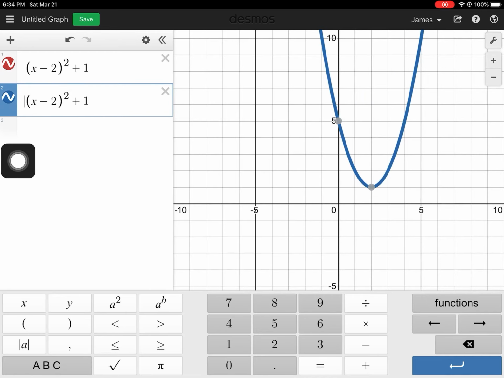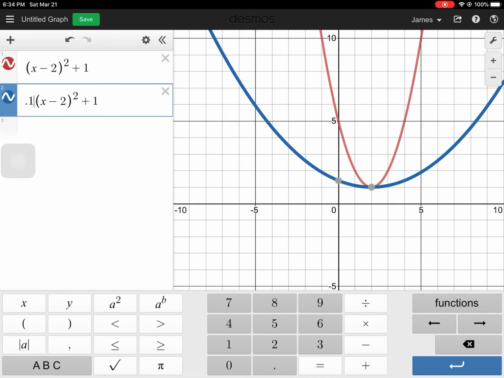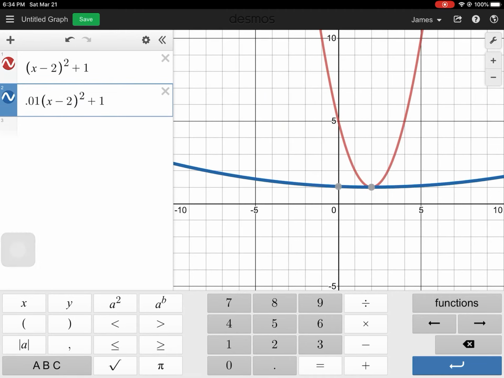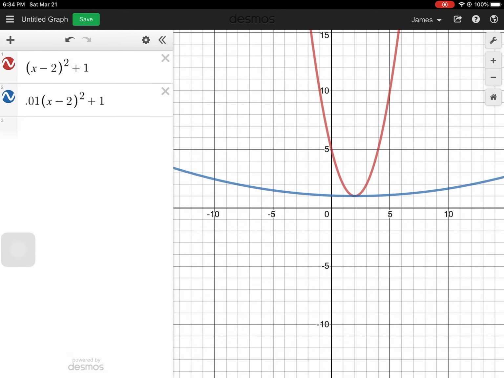If I were to put something like 0.1, then you can see it becomes wide. The reason for this is that it's growing slower. At 0.1, we're taking whatever we would normally get as an output and multiplying it by 0.1, so it has a slower growth, and that's why it is a wider parabola. With 0.01, you can see it's extremely wide.